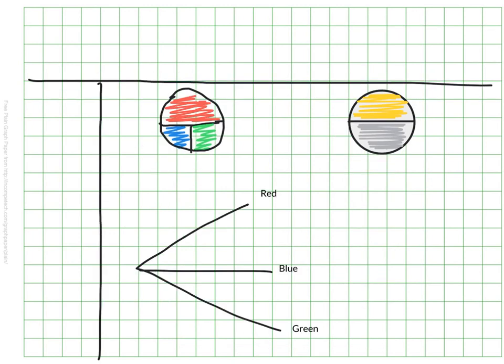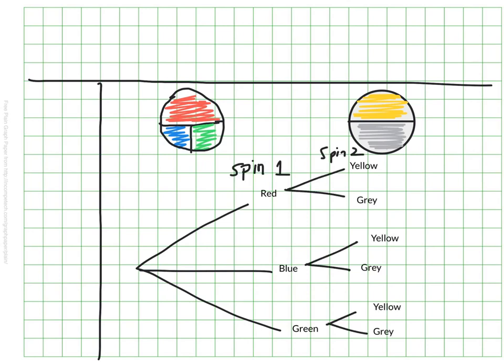So here I've started my tree. I know on the first spin I can get a red, a blue, or a green. And of course, following that on spin 2, we can either get a yellow or a gray. So it looks like we have 1, 2, 3, 4, 5, 6 different outcomes, 6 possible different combinations. However, we're looking for red with yellow. This is not simply 1 out of 6.